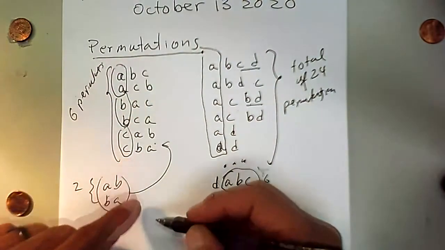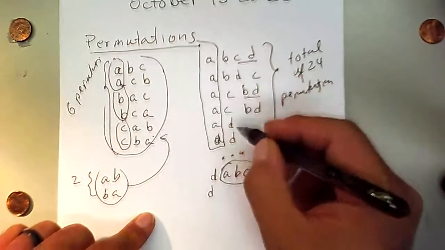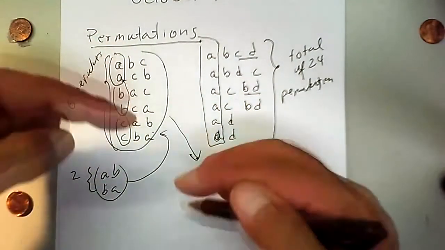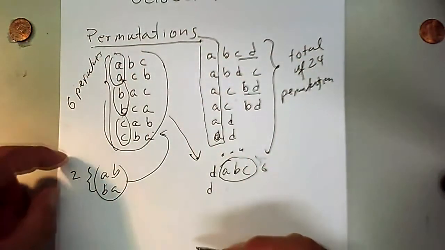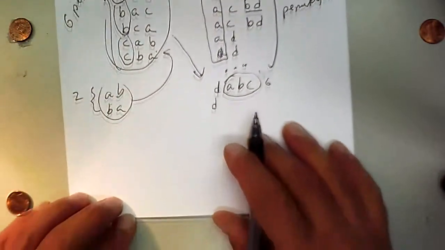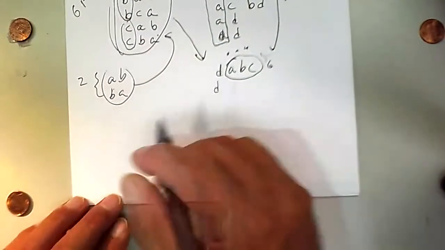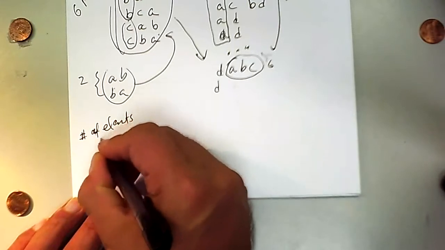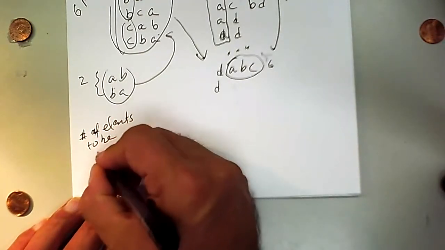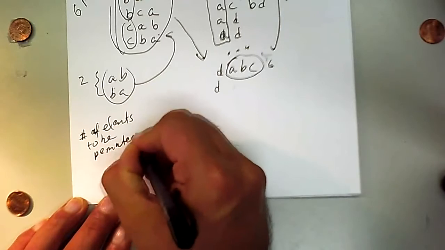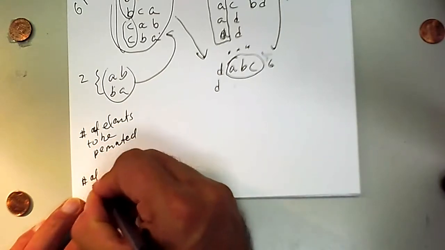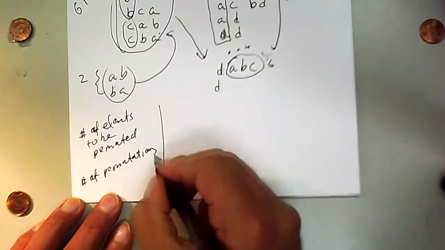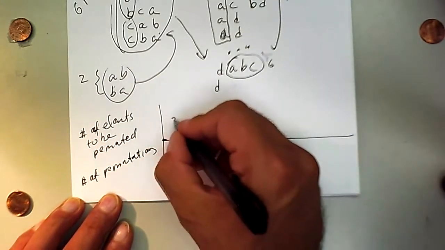Those 6, all of the 6, show up here when D is there. So they build up one on top of the other. So let me make a quick table here. Number of elements to be permuted and number of permutations. Okay, so if we got 2 elements, there is 2.